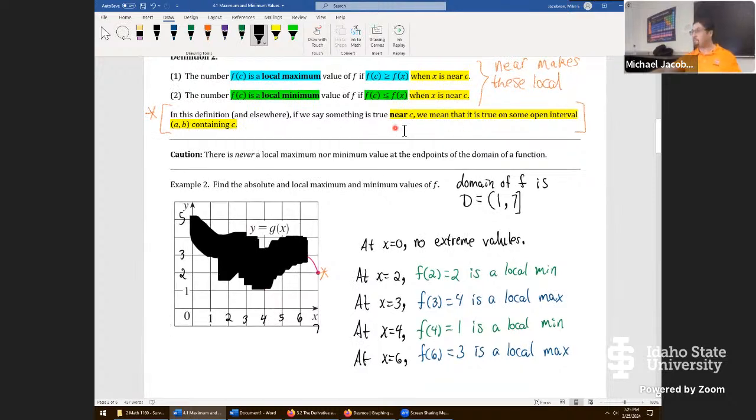If it was a local maximum, the value of c that we're taking a look at is 7. So near 7, we have to have some open interval containing 7, and it almost looks like we could do it. Our interval could go like this, go from 6 to, but then we have a problem. The maximum you could put in there as an open interval is 7.